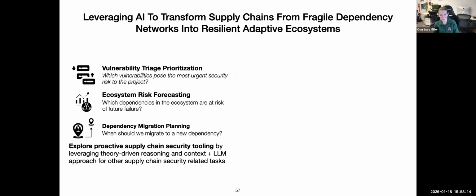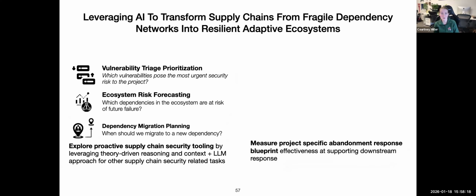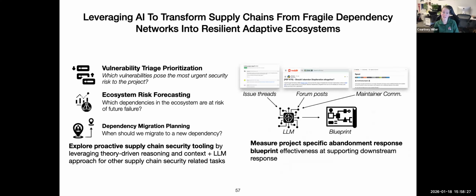We also learned that identifying abandonment isn't enough and that many developers require guidance on next steps. So I will also measure the effectiveness of using project-specific abandonment response blueprints at supporting downstream responses. Using participatory design and controlled user trials, I will develop LLM-based tools for synthesizing community insights and project-specific analysis.